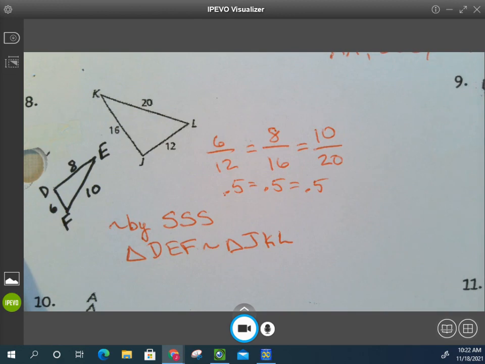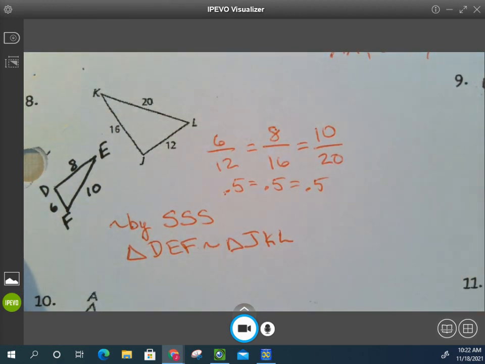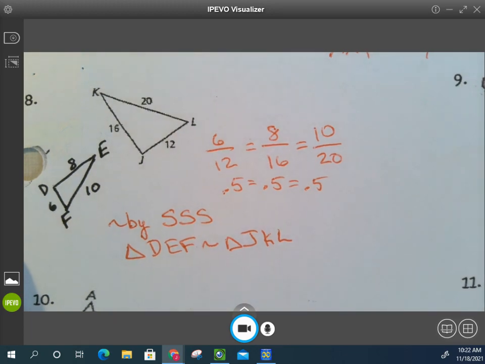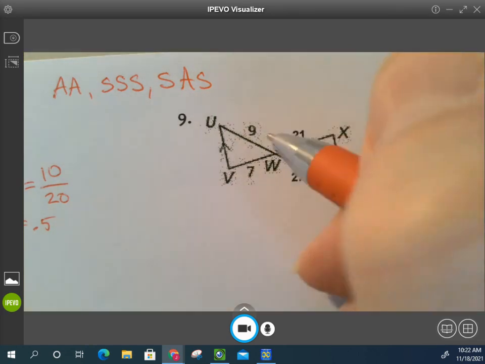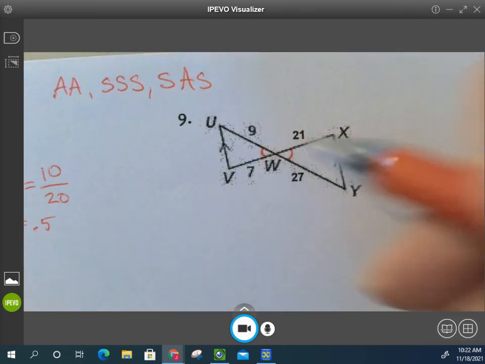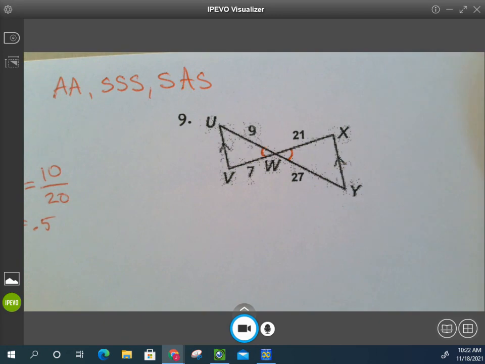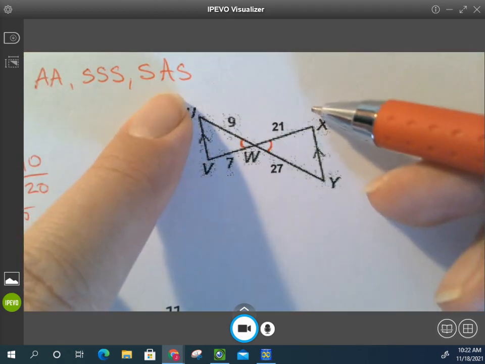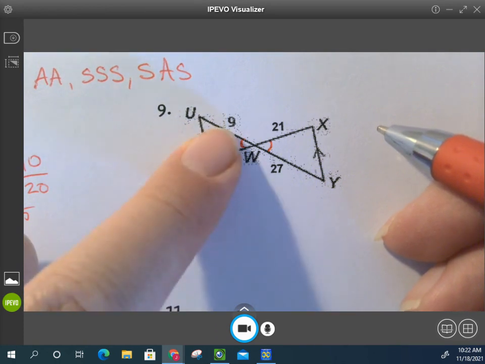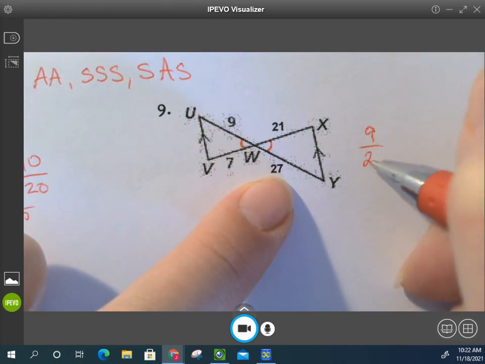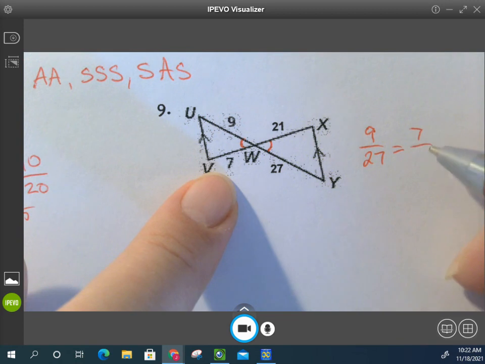Okay, so let's look at number 9. Now, we're stepping it up a notch on number 9. We're bringing back parallel lines. Okay, in number 9, the first thing I noticed was right here, okay, vertical angles. So honestly, with that, I can prove with proportions, we can do 2 things here. So without worrying about the parallel lines, I can show that 9 is bigger, right? So I'm going to go 9 with 27, and that should equal 7 with 21.